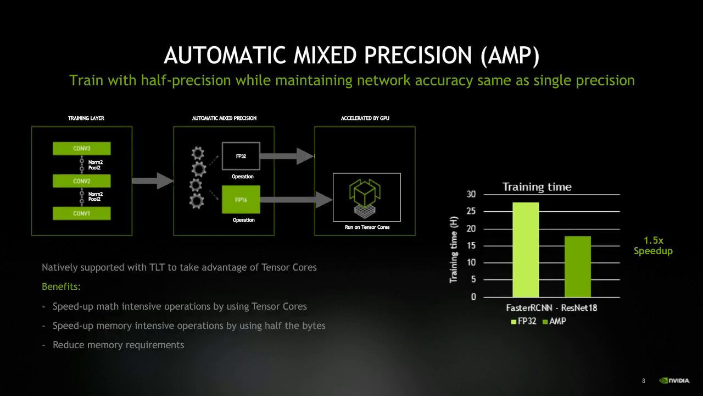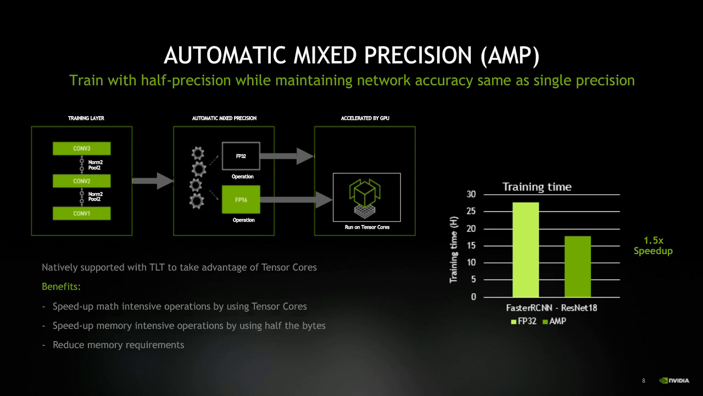Another feature that we've released in TLT 2.0 is support for automatic mixed precision, or AMP. AMP enables training using mixed precision, so some ops can run at FP16 precision versus running at FP32. A lot of newer NVIDIA GPUs come with tensor cores, and FP16 ops can run on tensor cores to take advantage of the entire GPU. Now with TLT, you can take advantage of running your math-intensive operations on tensor cores.